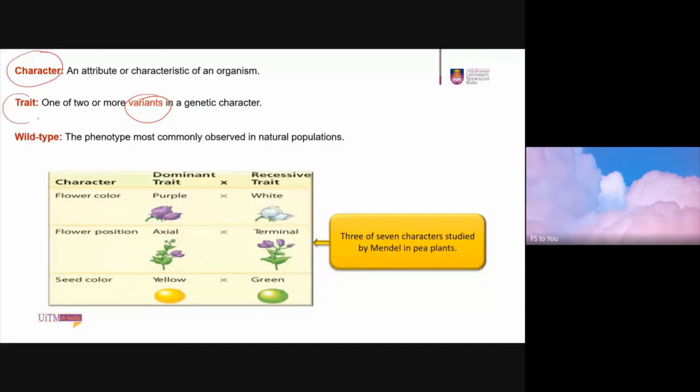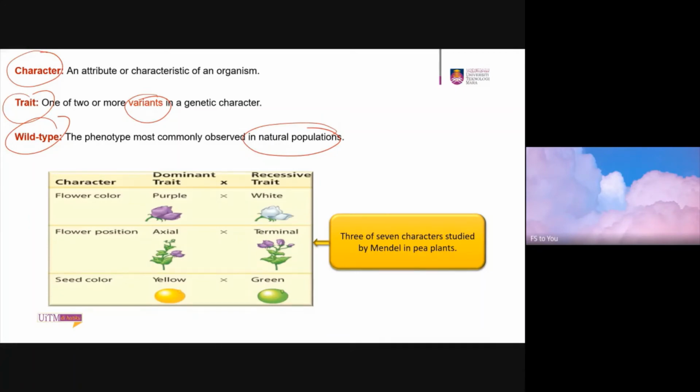Okay, kalau flower color, flower color adalah karakter. Okay, trait dia ada bermacam-macam. Boleh hasilkan bunga warna merah, bunga warna putih, bunga warna pink, bunga warna orange, kan, bunga raya as you know, kan. So bunga raya ada macam-macam color, ada warna putih, kan. So all that are different traits for the character flower color. Okay. So then next is a wild type. So the phenotype most commonly observed in natural populations. Okay. So itu adalah wild type.